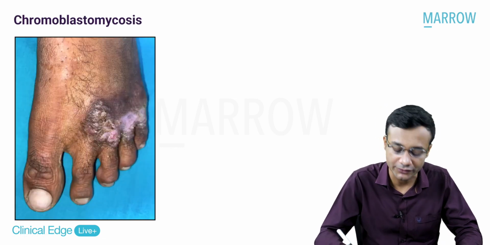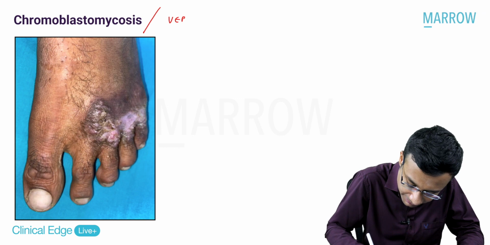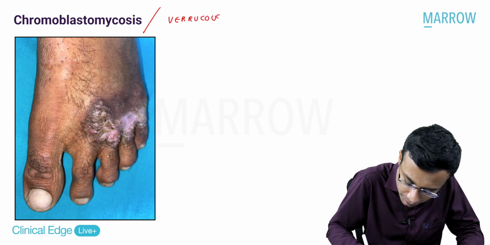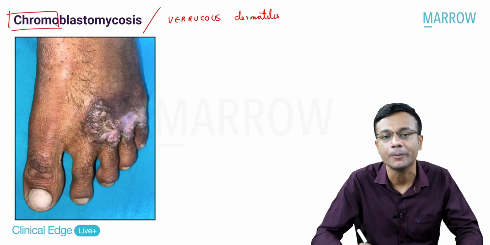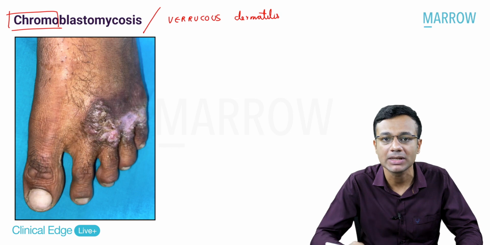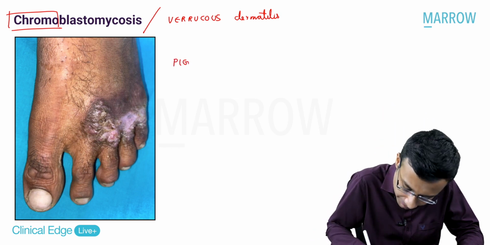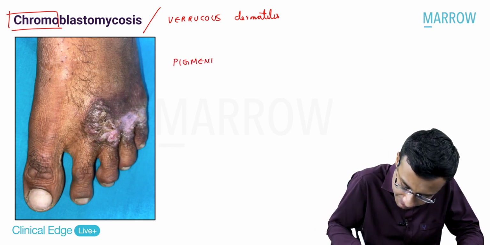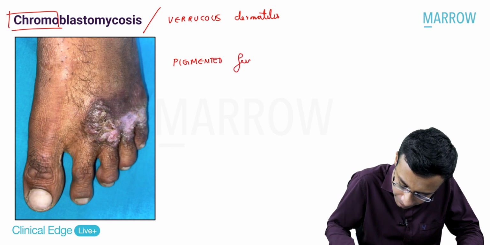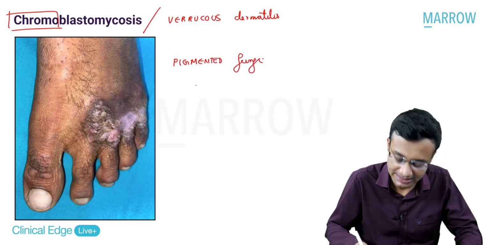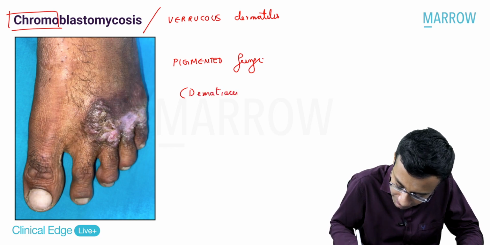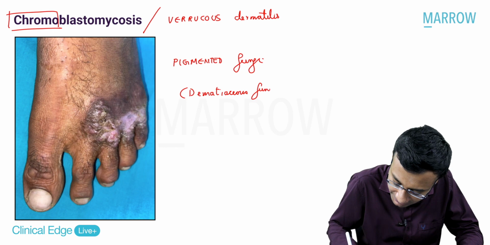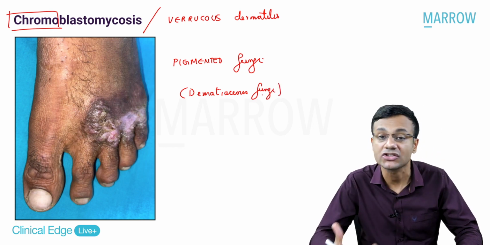Chromoblastomycosis is also referred to as verrucous dermatitis. And please remember, student, the meaning of the word chromo. Chromo means color. Chromoblastomycosis is produced by pigmented fungi. Now, pigmented fungi means dematiaceous fungi. That means these fungi have got color in their structure itself.